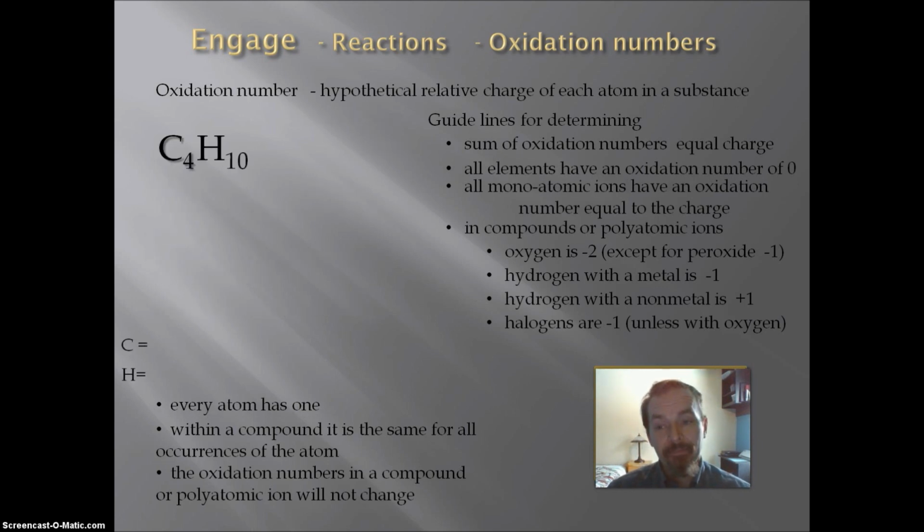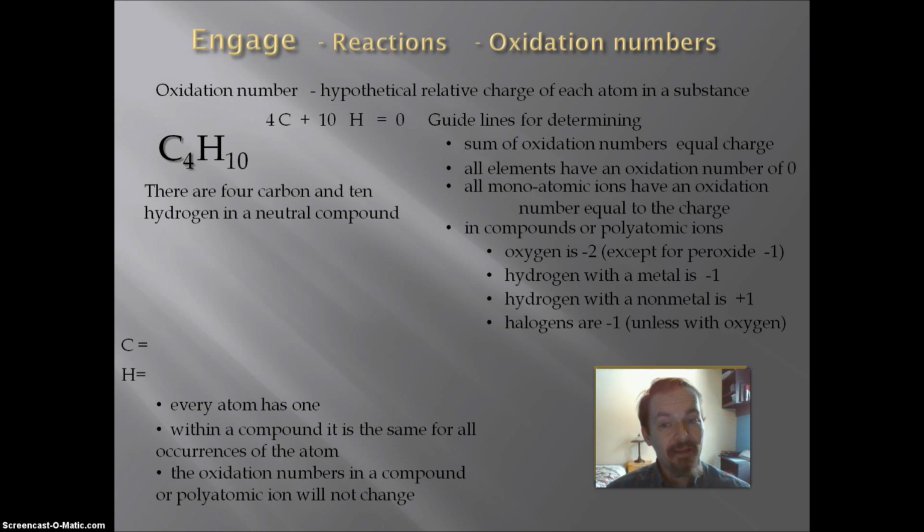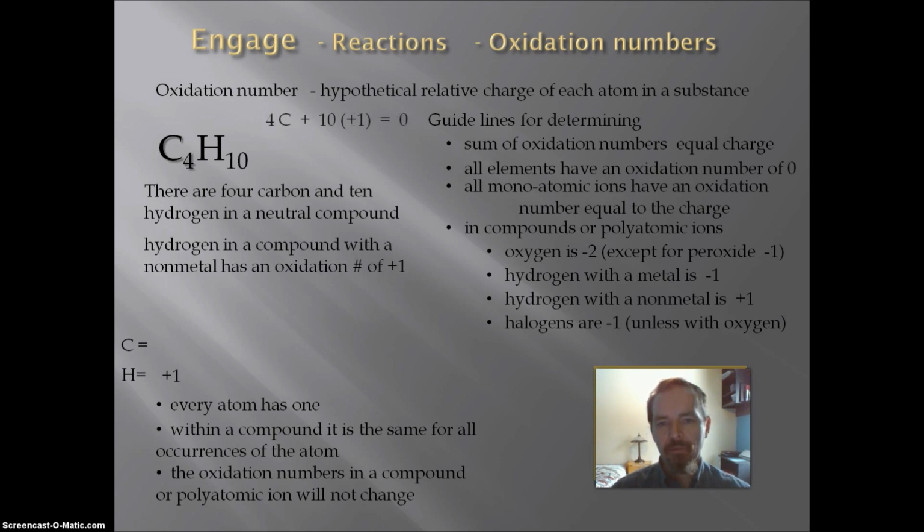Okay, we have butane. In this thing, we have a neutral compound that has 4 carbon and 10 hydrogen. So I can put together my oxidation number equation as 4 carbon plus 10 hydrogen equals 0. There are no oxygen, so I go to the hydrogen rule. Hydrogen is with carbon, which is a nonmetal, so its oxidation number is +1. So I can substitute that in.